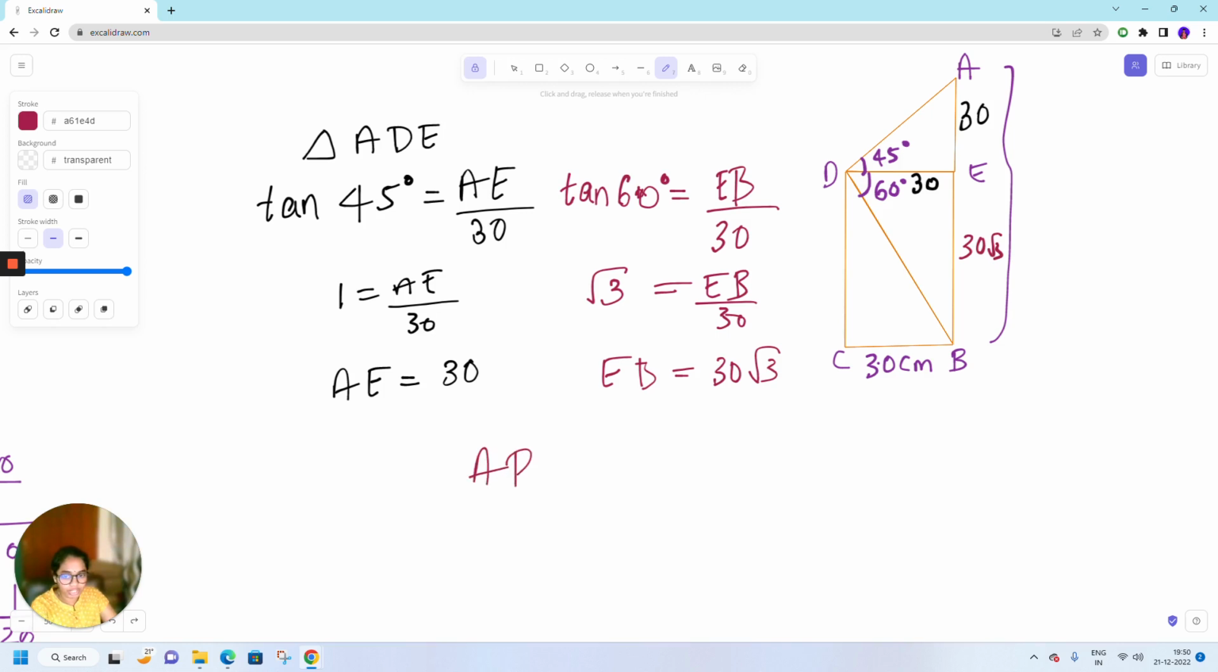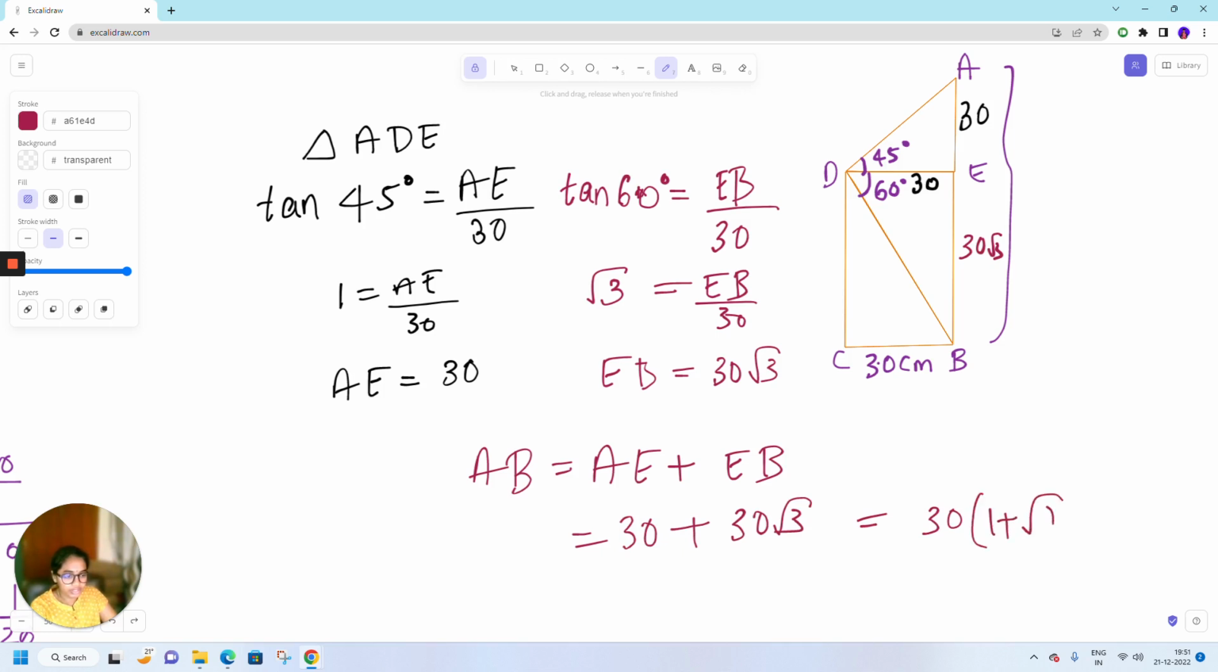So, what is the value of AB now? AB is equal to AE plus EB. So the value of AE is 30, value of EB is 30 root 3. So the final answer is 30 into 1 plus root 3.